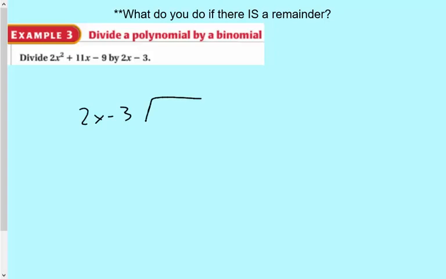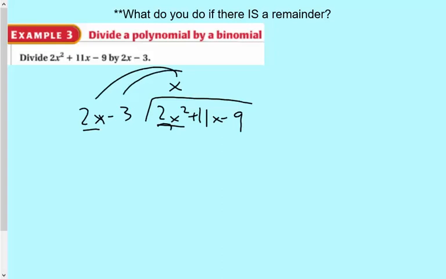Okay, this is the problem with the remainder. 2x minus 3 goes into 2x squared plus 11x minus 9. So again, look at the front numbers, 2x and 2x squared. What do I have to multiply 2x by to get 2x squared? I have to multiply by x. So multiply, multiply. So 2x squared minus 3x. And then I'm going to subtract. Okay, so 2x squared minus 2x squared is 0. 11x take away negative 3x is really 11x plus 3x, so it's 14x.